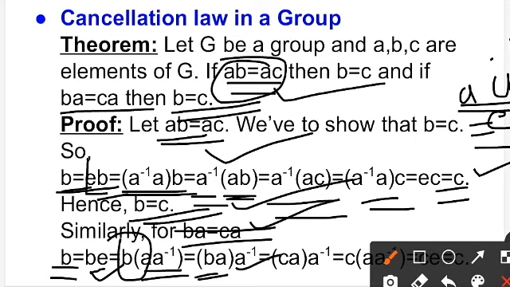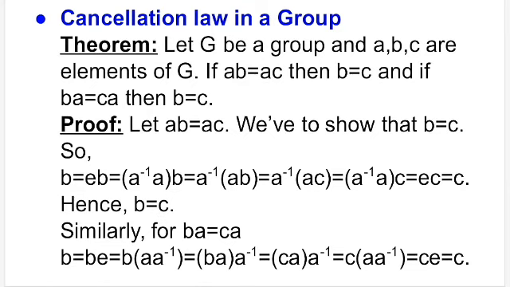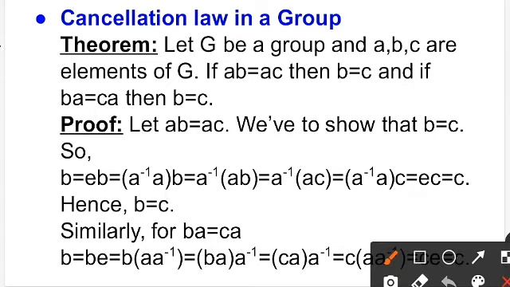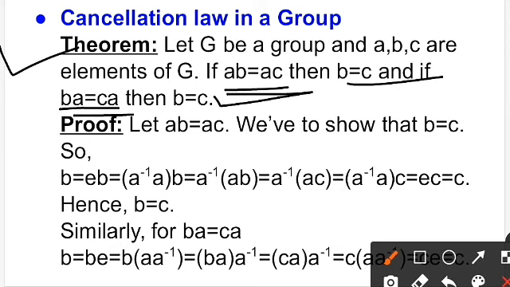Then BA is equal to CA from the hypothesis. Then CA into A inverse is equal to C into A into A inverse. This is by associative property. Then again A into A inverse is the identity element. Therefore C into E, which is equal to C. So we have proved that B is equal to C. Therefore, the theorem is proved that if AB is equal to AC, then B is equal to C, and if BA is equal to CA, then B is equal to C. Therefore, cancellation law holds in a group.